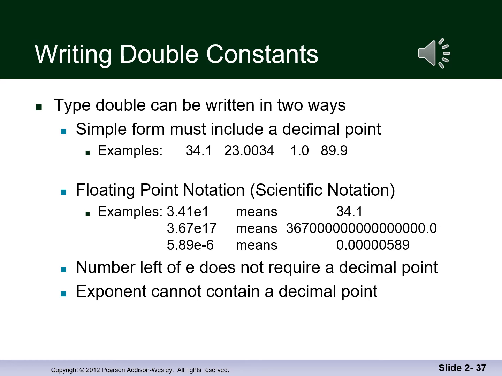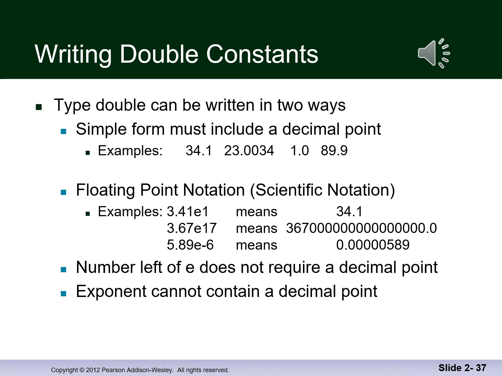Doubles can be represented two different ways: fixed point or floating point using fixed point or floating point notation. Fixed point is the most common format, and it includes a decimal point. Examples: 34.1, 23.0034, 1.0, 89.9, etc.